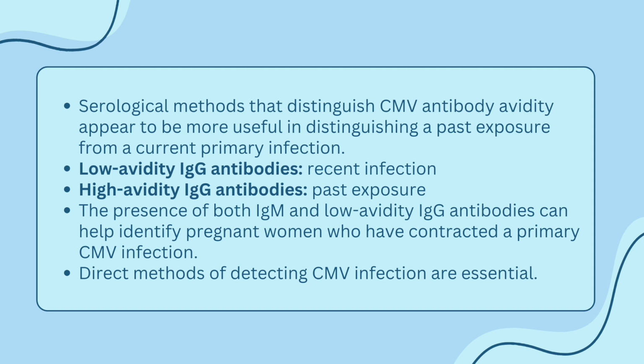The presence of both IgM and low avidity IgG antibodies can help identify pregnant women who have contracted a primary CMV infection. Direct methods of detecting CMV infection are essential.